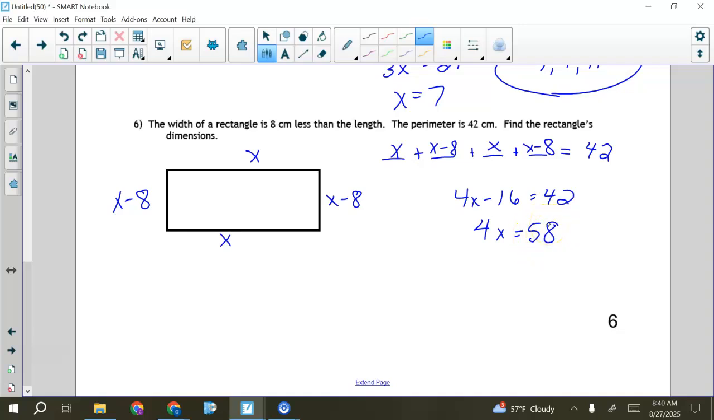So here's one kind of what I was talking about earlier. Like we could have guessed and checked the sides, but this one you get a decimal answer. So it's harder to find those answers when you're guessing and checking. So if I divide 58 by 4, it's not going to come out evenly. It's going to come out to be 14.5.